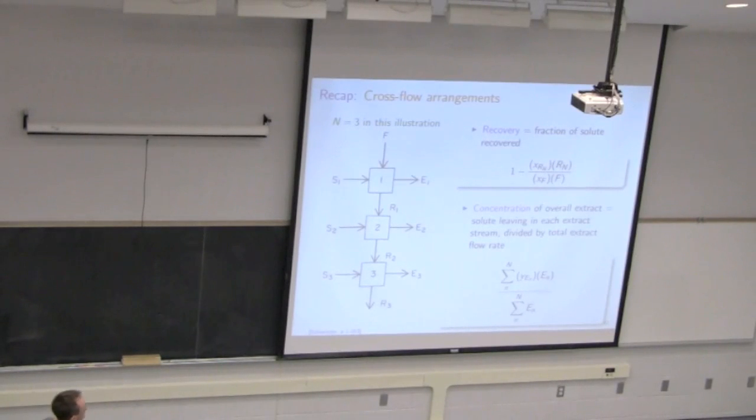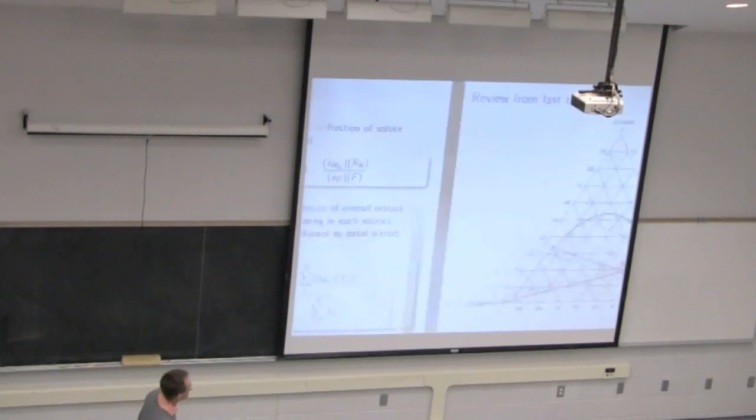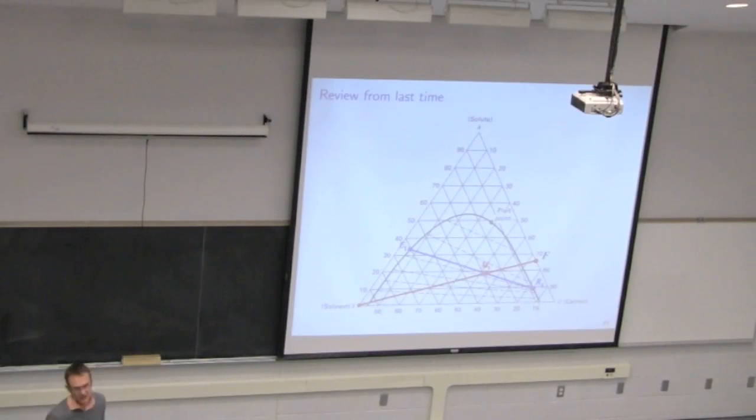Recall we said we've got a mixing unit here, one, and we're going to take a feed into it as well as fresh solvent. And after mixing in that first unit, we'll have an extract and a raffinate. So if we looked at that graphically, you don't have the slide in your notes, but this is what we did cover last time, and it's in your prior notes, in fact.